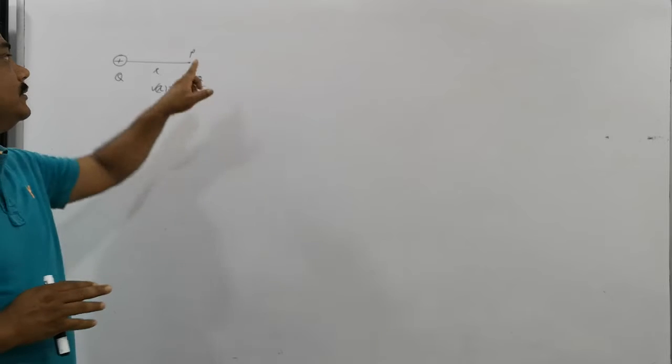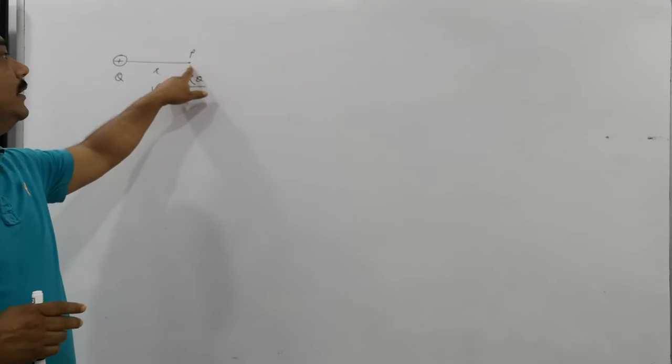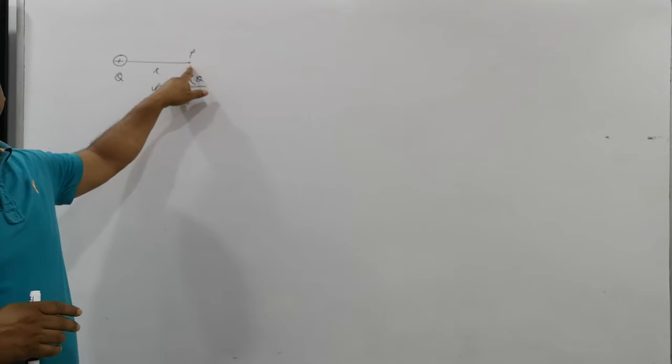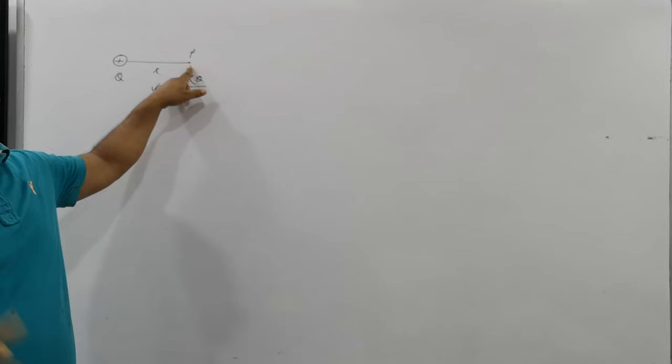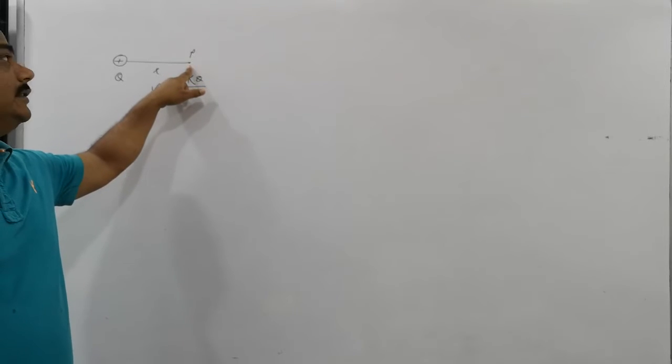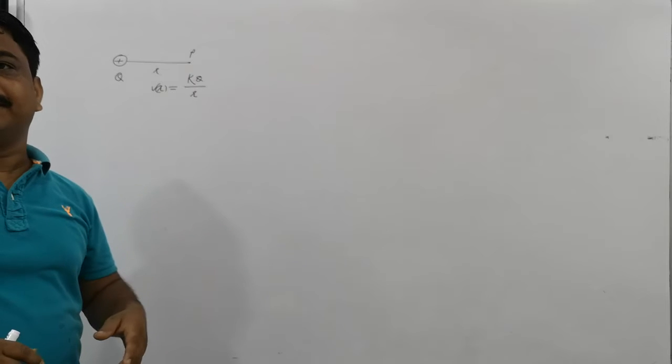Suppose at any point you want to set a charge. How much work needs to be done, how much energy is to be expended? This estimation of the energy at any point is said to be the electrostatic potential. The same we have calculated in the case of gravitational potential.